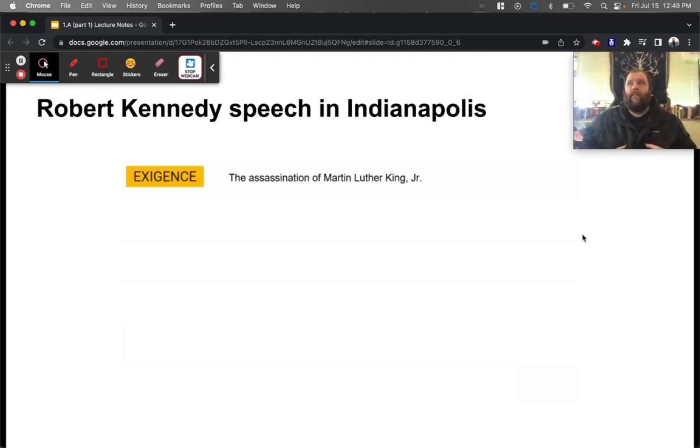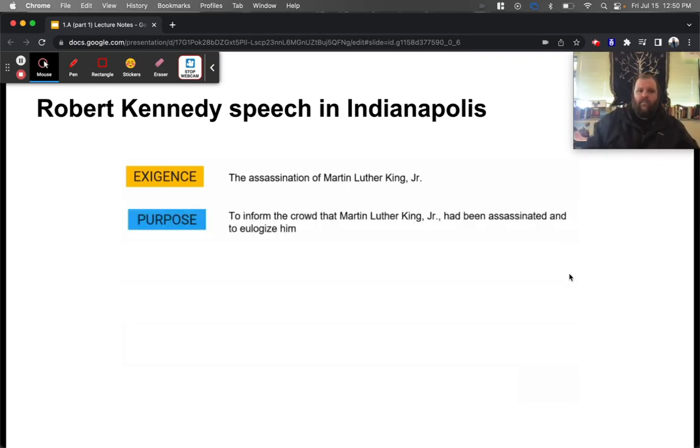That gave the speech that Robert Kennedy gave. It brought it into being. It existed because of the assassination. Right? Of course, I'm not glorifying the assassination by any means. I'm just saying it set the wheels in motion. Okay. What was the purpose?